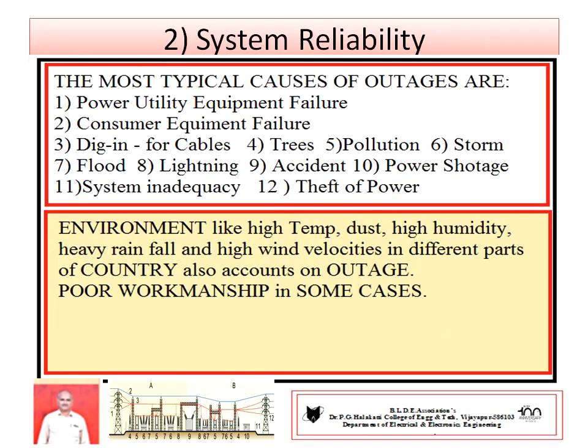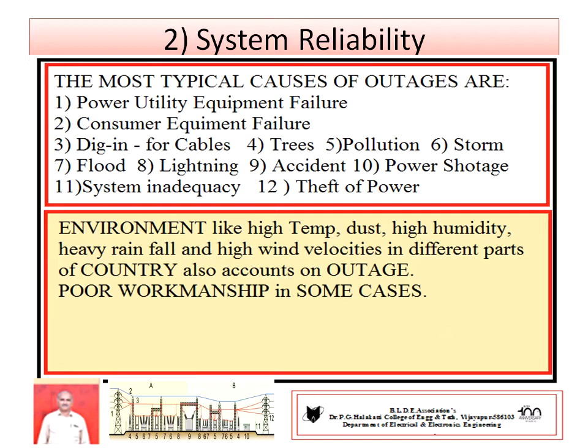The most typical causes for the outages are the equipment used in the utility. The failure may occur due to many causes. We have to know, that means the planner has to know, what causes the outage may occur. Number one, power utility equipment failure. Consumer equipment failure: if consumers are using different types of protection, different types of equipment, or earthing, or MCCB, or RCCB, or improper operation, there are so many things.